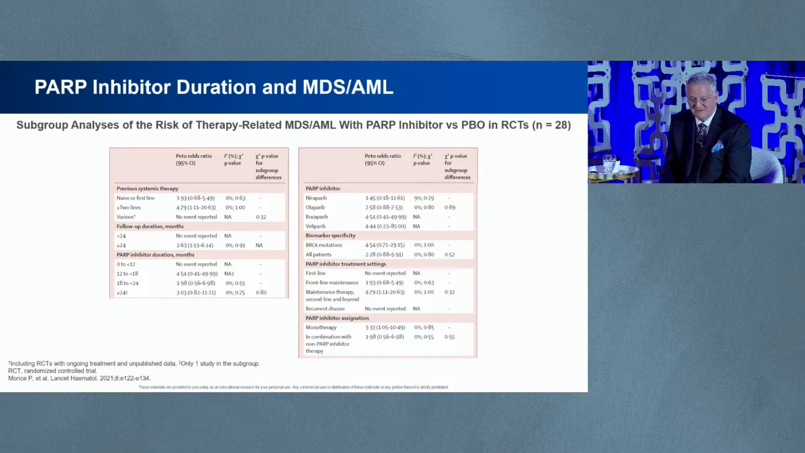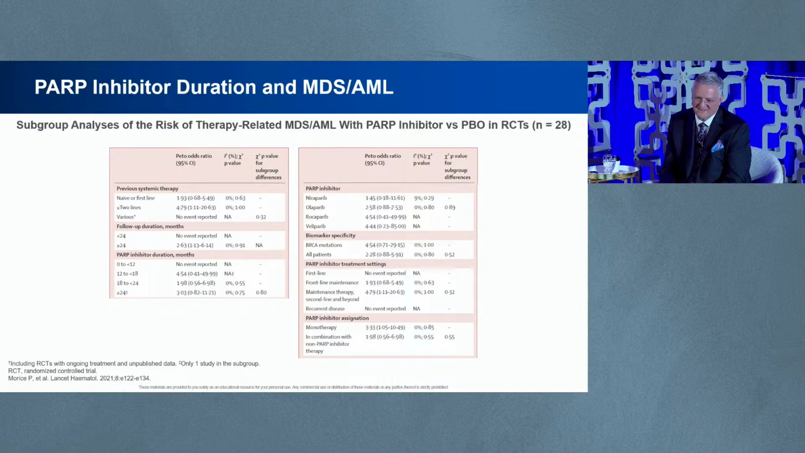And then below, you get the challenge with these terrifying but rare complications. And so those different durations, a year to 18 months, a year and a half to 2 years, or more than 2 years. You can see those hazard ratios are all over the place. I don't think anybody thinks that a shorter duration of PARP inhibitor is any safer.